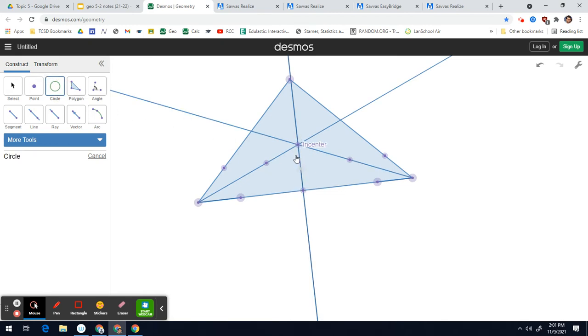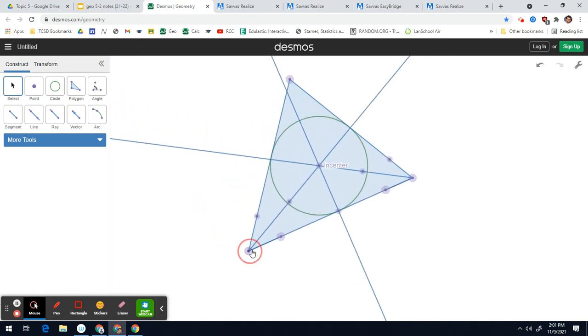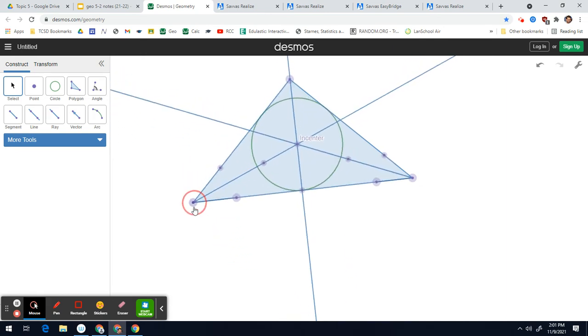So if I grab my circle, I click on the incenter, click on that point, and there. Look at how it touches each side. It touches tangentially, I think is the word, right? Each of these touches exactly one point. And if I move these, notice that the circle moves with it and it stays tangent.